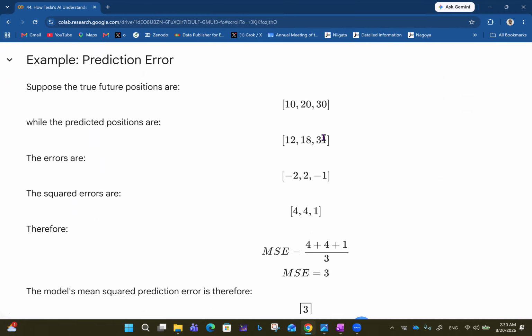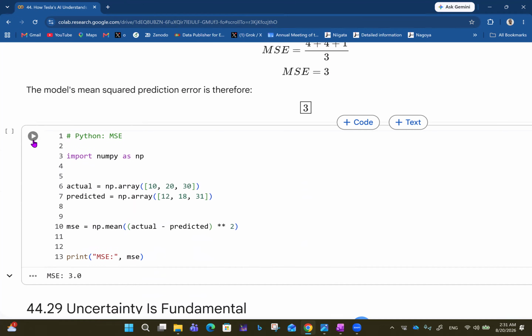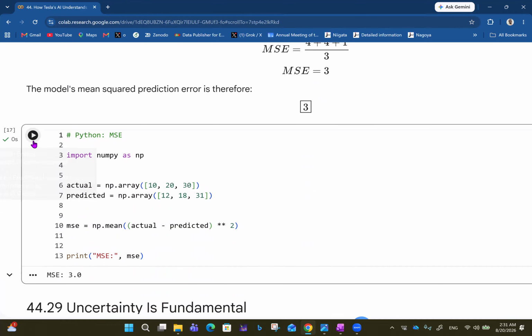So, example: suppose the true future positions are 10, 20, and 30, while the predicted positions are 12, 18, and 31. They're pretty close, but there are still errors. The errors are 10 minus 12, which is minus 2; 20 minus 18, which is 2; 30 minus 31, which is minus 1. So the squared errors are minus 2 squared, 4; 2 squared is 4; minus 1 squared is 1. Therefore, MSE is 4 plus 4 plus 1, over 3. So the mean squared error is 9 over 3, which is 3. So the model's mean squared prediction error is 3. And of course, we can also do that in code and we get the same 3.